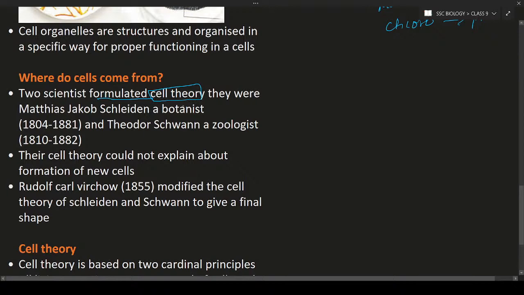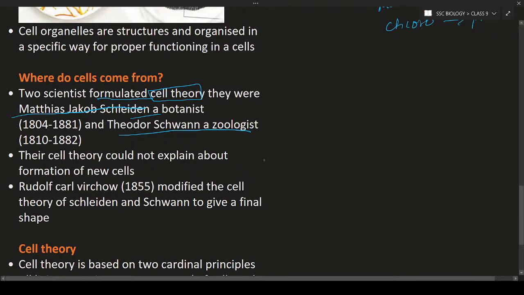Cell theory was proposed by two scientists: Matthias Jakob Schleiden, a botanist, and Theodor Schwann, a zoologist. Matthias Jakob Schleiden lived from 1804 to 1881, and in his lifetime he proposed a cell theory. Schwann lived from 1810 to 1882. So while they were alive and doing research, they found cell theory to explain about the cells, how they are coming from.